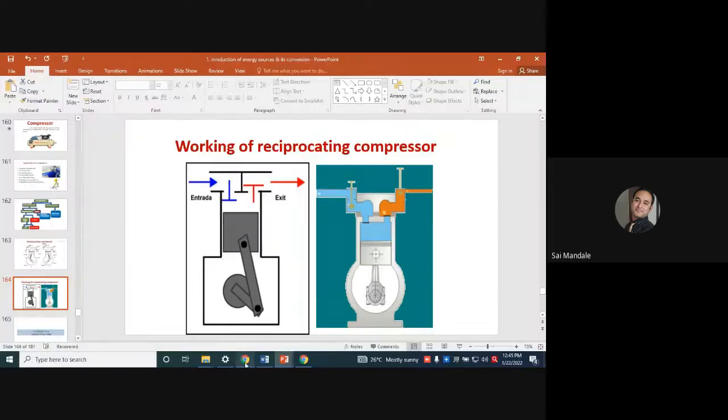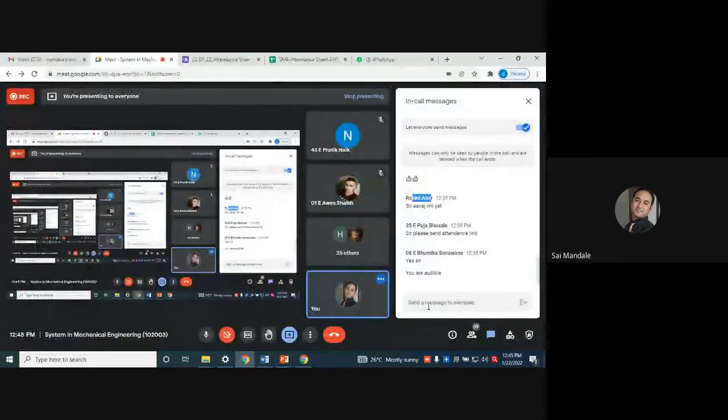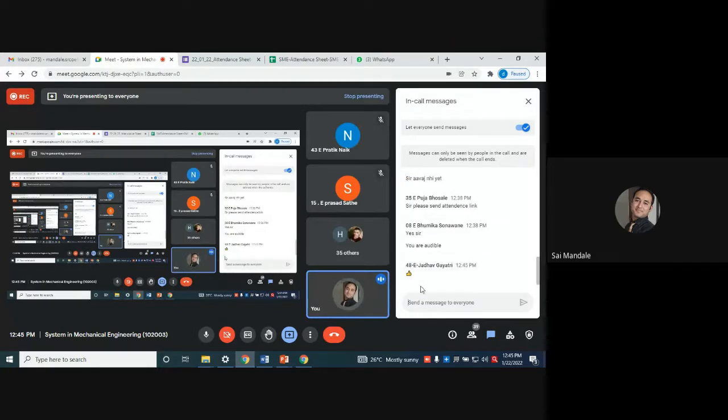But before going to the numericals, let me know, has everybody understood the working and the different components of the reciprocating compressor? Yes. Okay, great. Give me a thumbs up if everybody understood. I'm expecting more responses because we are 39. Those who don't wish to unmute themselves, you can give me a thumbs up in the chat box.